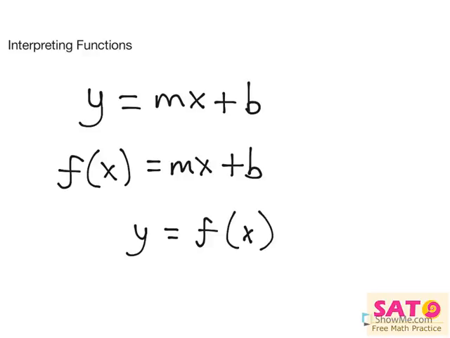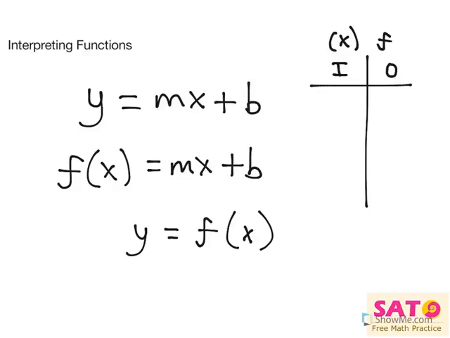In this case, we can write an input and output while still maintaining x and y, but instead of y, we're using f of x as a different way of writing it in function notation. And this is one of the most common forms, using f of x. Let's say x equals 1.